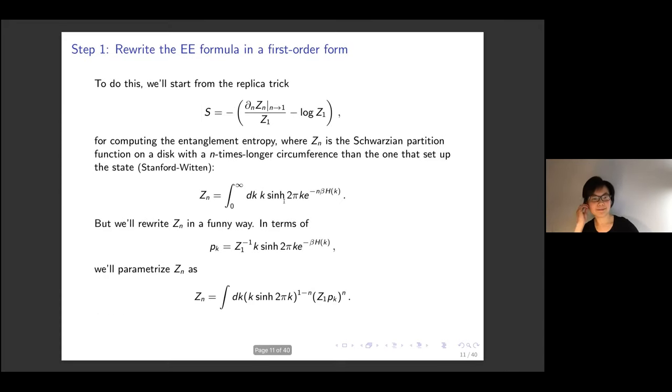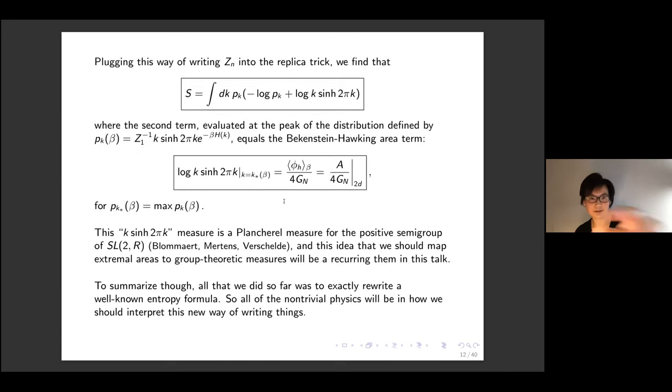So if we plug this way of writing this unreplicated partition function into the replica trick, then we find that the entanglement entropy between the two SYK models can be written as a sum of a Shannon entropy for this distribution P sub k, plus a second term that involves the integration measure from the disk partition function. Moreover, this second term evaluated at the peak of the distribution defined by P sub k turns out to equal the Bekenstein-Hawking area term from the bulk description of this Hartle-Hawking state.